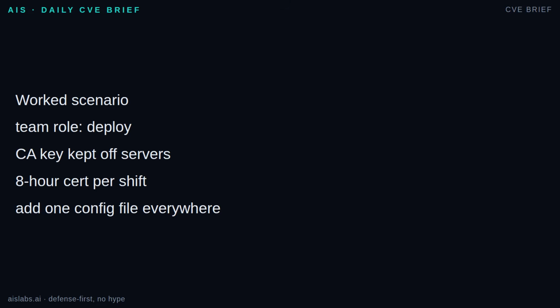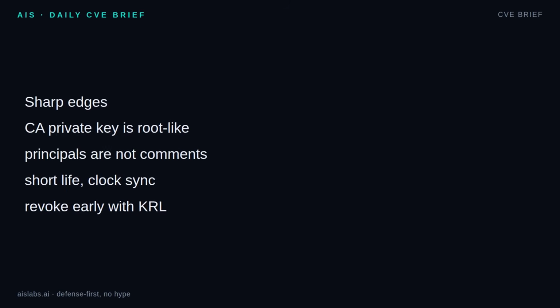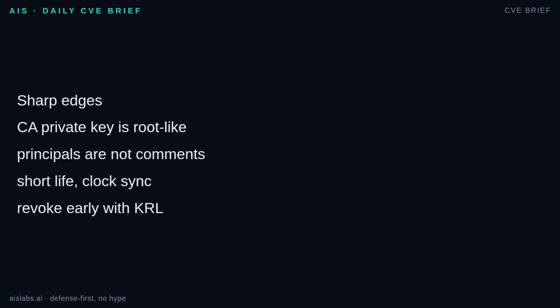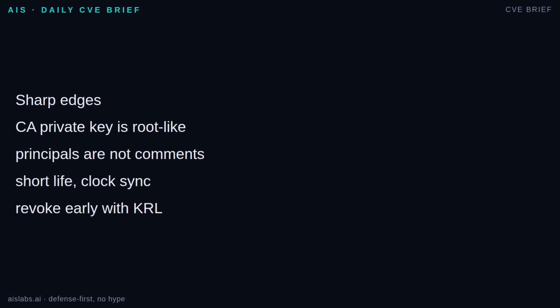She receives id_ed25519-cert.pub. She runs ssh deploy@app1. The server sees a trusted CA signature, sees deploy in the principals, sees the cert is current, and allows the login. The CA private key is the dangerous part. Treat it like a production root of trust, offline if possible, locked down, audited, and never copied to the fleet. A stolen user CA can mint logins anywhere that trusts it.